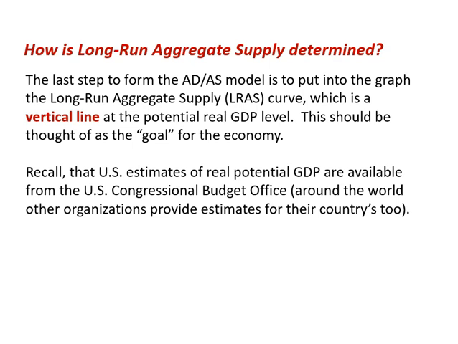How is long-run aggregate supply determined? We kind of mentioned this, but we need to delve into this a bit more. The last step to form the AD and AS model is to put into the graph the long-run aggregate supply, or LRAS, curve, which is a vertical line at the potential real GDP level. This should be thought of as the goal for the economy in that period.